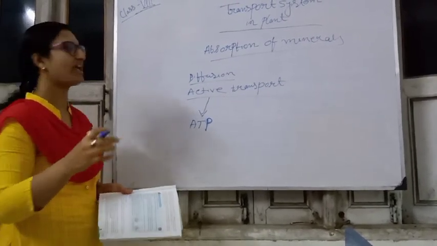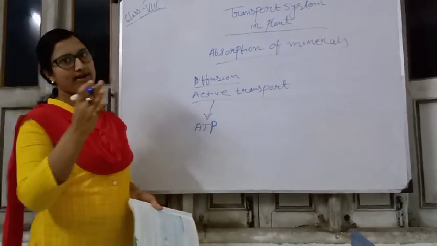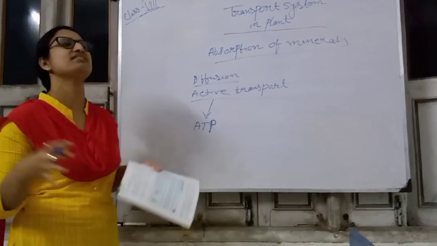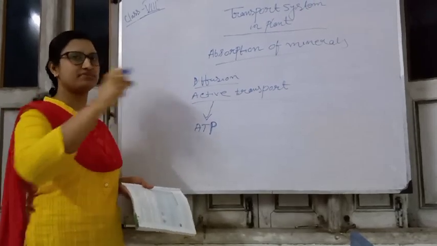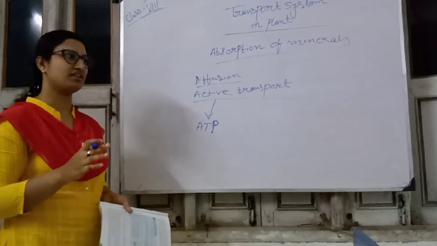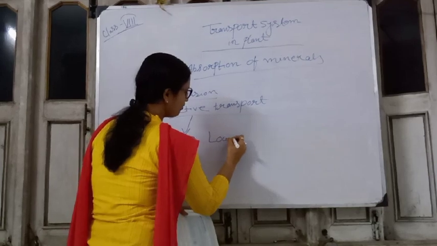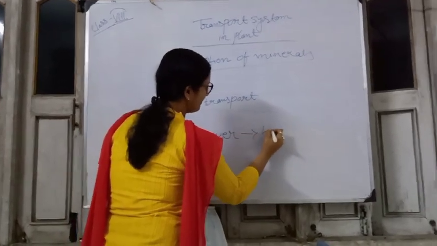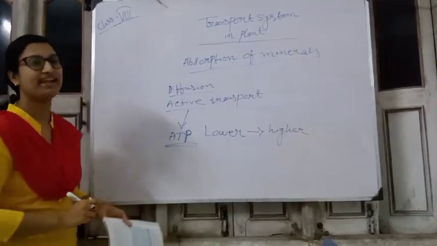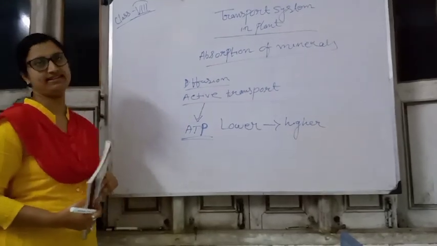Actually, the root hairs absorb these minerals. Diffusion means simple diffusion, from higher concentration to lower concentration. The minerals are present in higher concentration in the soil, so the plant easily absorbs them through simple diffusion. But in active transport, from lower concentration to higher concentration, they need energy in the form of ATP. By this process, the plant easily absorbs the minerals.